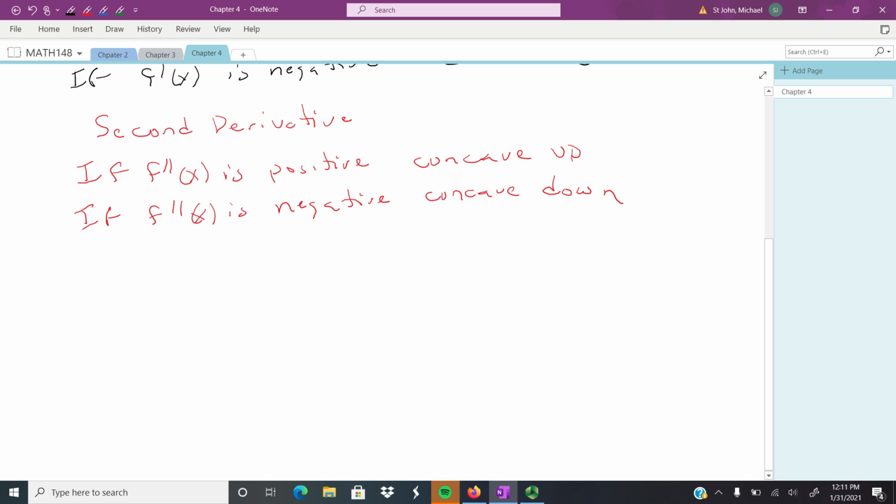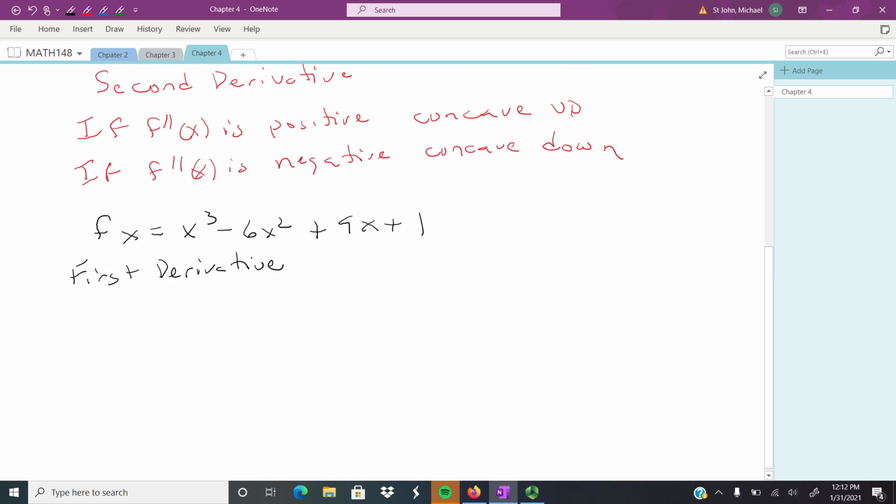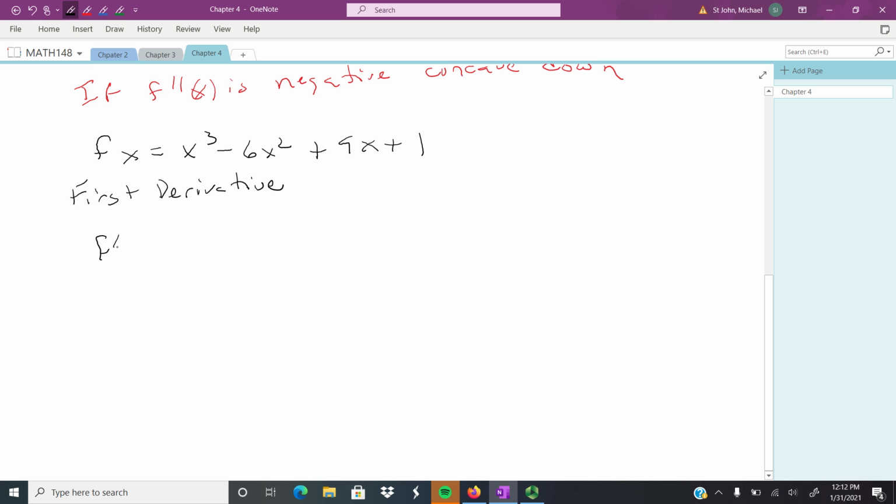So let's look at an example as to what the first and second derivative test can tell us. So let's do this one. So f of x equals x cubed minus 6x squared plus 9x plus 1. So let's do our first derivative. So that would mean f prime is going to be 3x squared minus 12x plus 9. Right? So the first thing we want to do is find our first derivative.